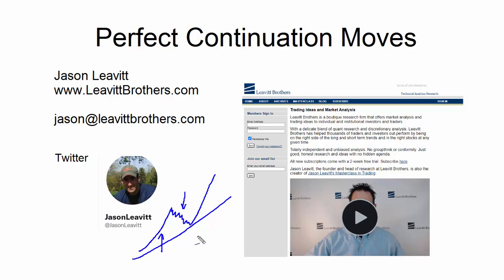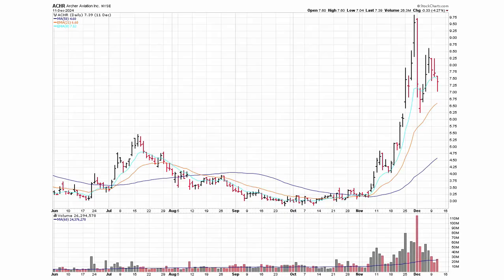Okay, so I'm going to go through a bunch of examples. Again, if I could only trade one pattern, this would be it. Let's go through some examples. All right, here is Archer. Daily chart here, came out of a base here, terrible trend line there at 3.5. But check this out here.